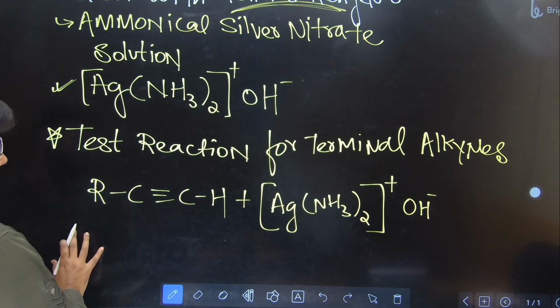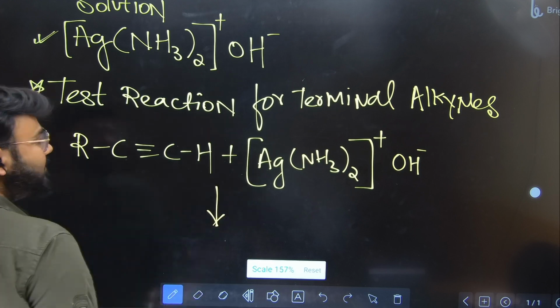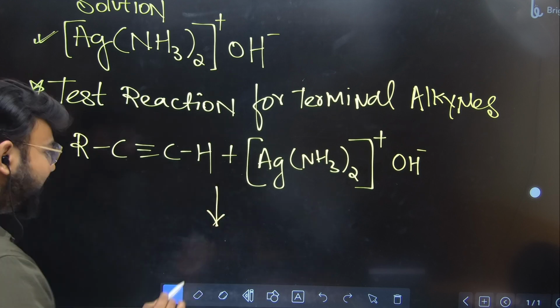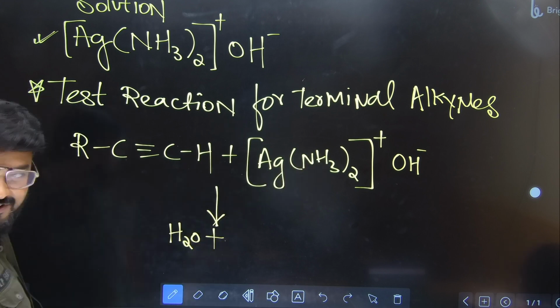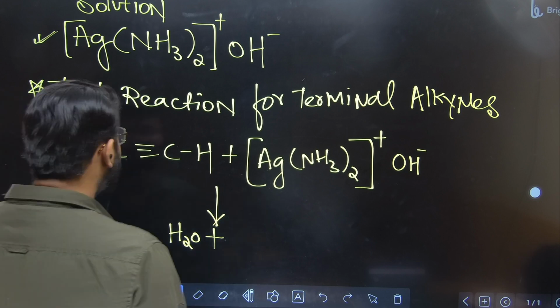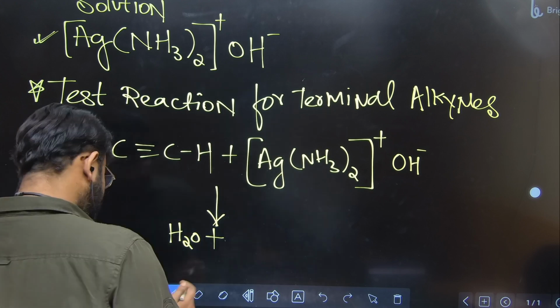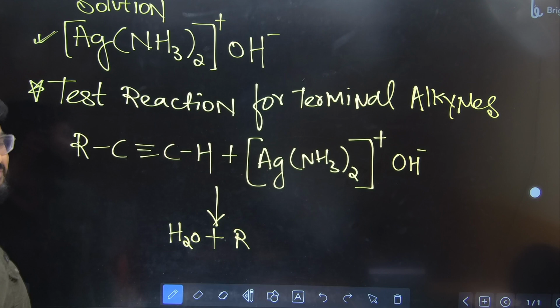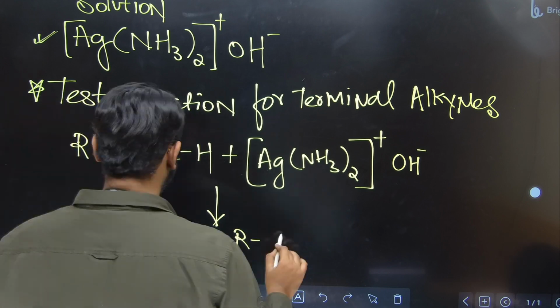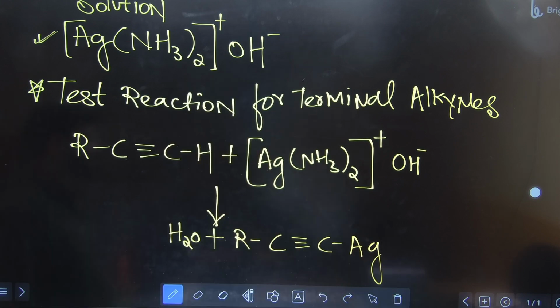So guys, see what will happen now. When this reaction takes place, this is the acidic hydrogen. So H plus and OH minus form H2O, yes or no? And the silver, the metal ion, will replace this H. Correct? So what do you get? RC triple bond CAg. Can you all see that? The silver will replace the hydrogen position.